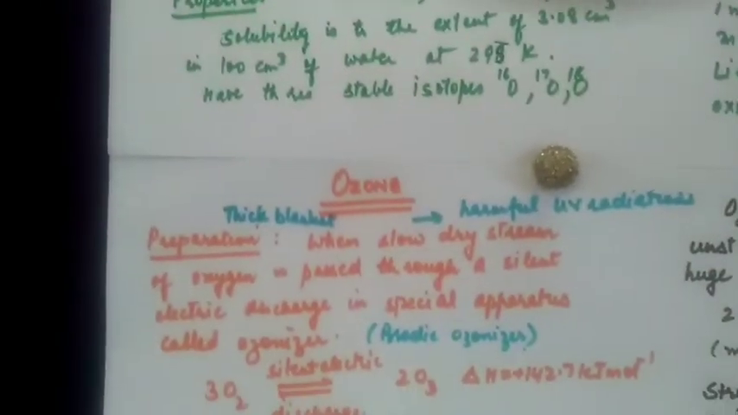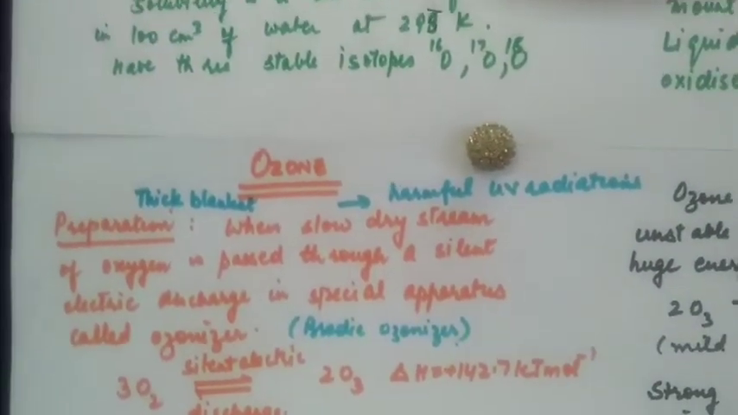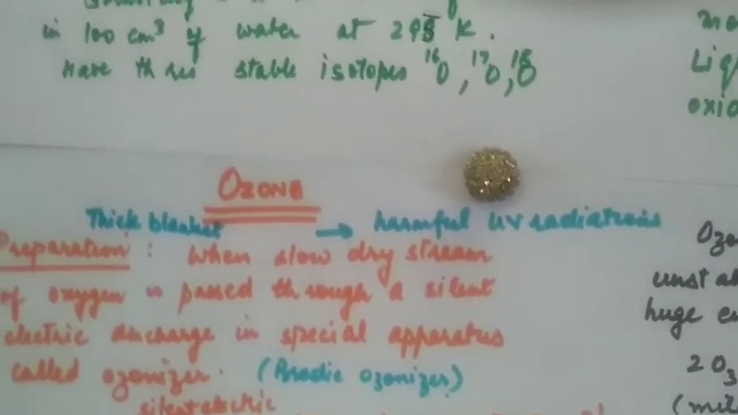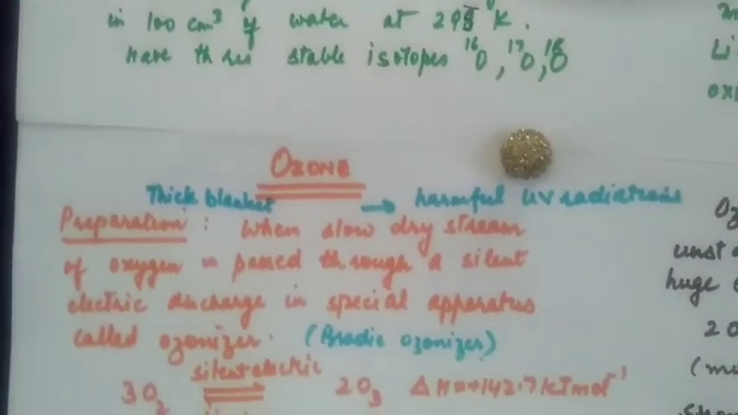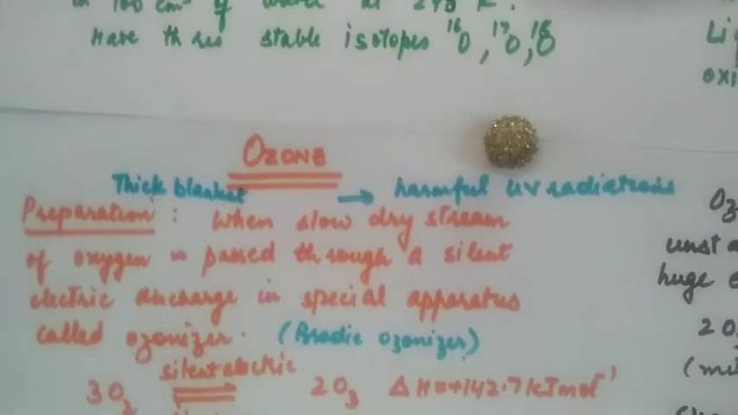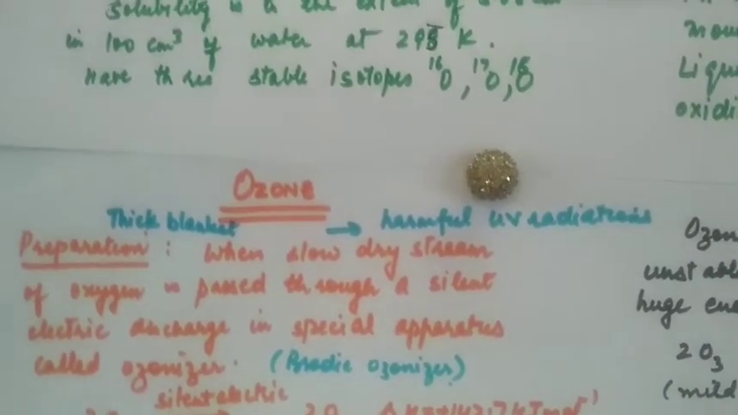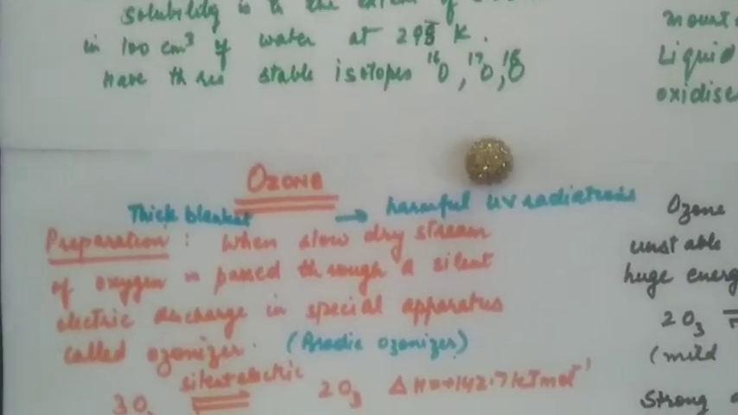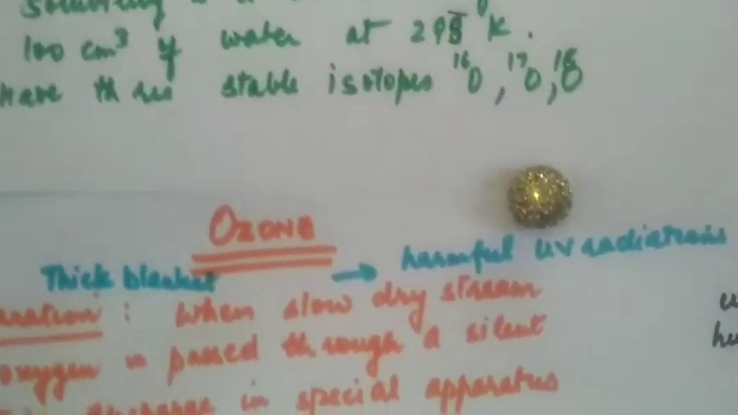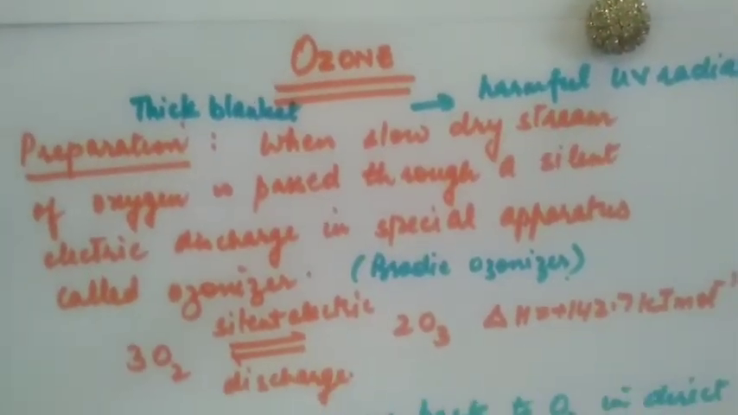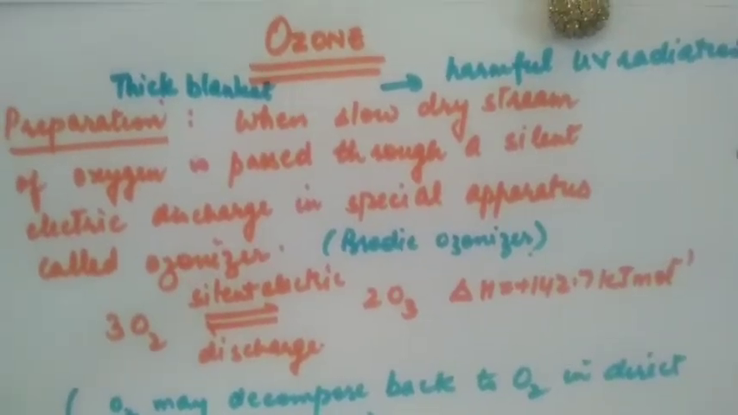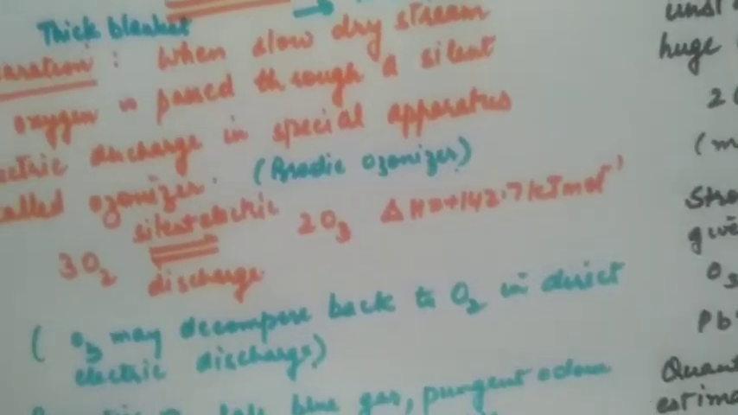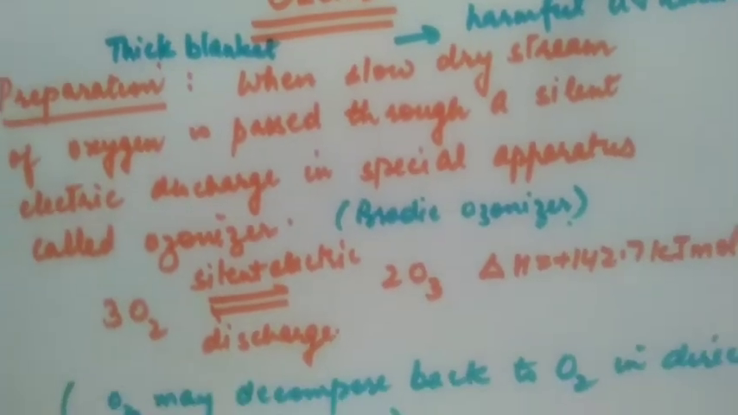The next compound is ozone. Ozone acts as a thick blanket outside our atmosphere, which protects us from harmful UV radiations. In the atmosphere, ozone is formed by the decomposition of dioxygen with UV radiations, which results in a combination of dioxygen and an oxygen atom to form ozone. But in the laboratory, we can also produce ozone when a slow dry stream of oxygen is passed through a silent electric discharge in a special apparatus called an ozonizer.